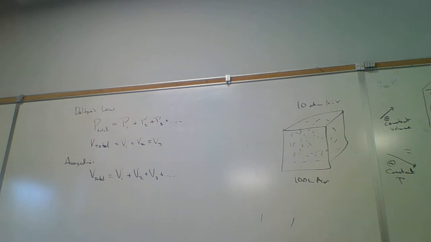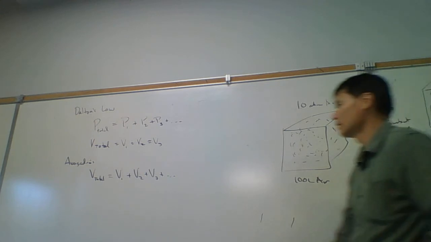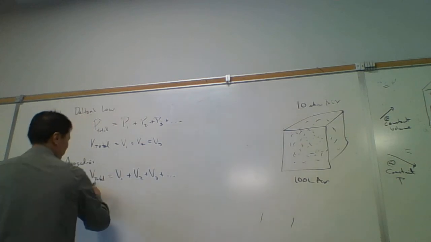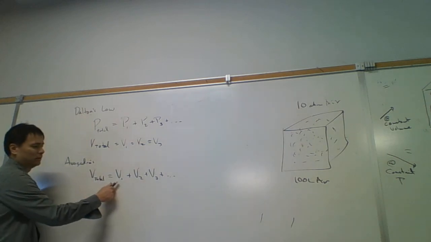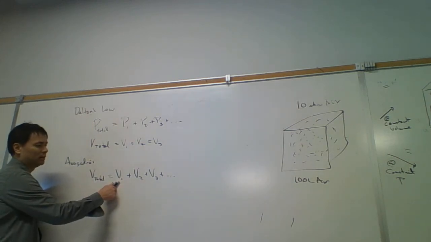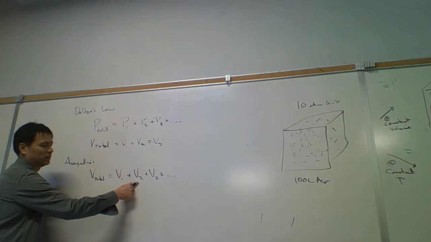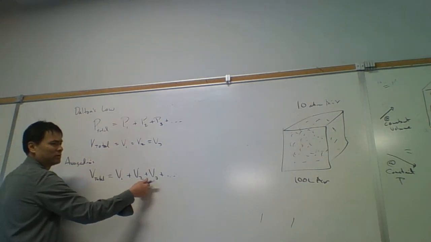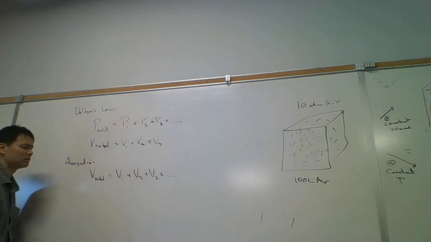And so the 100 liters of air, which is our V total, is equal to the volume of nitrogen, 80 liters, plus the volume of oxygen, 20 liters. If there's a gas 3, we'd add that in there as well.